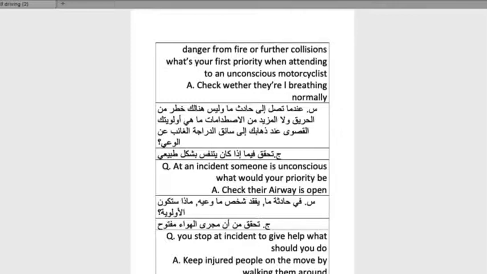Check whether they are breathing normally.